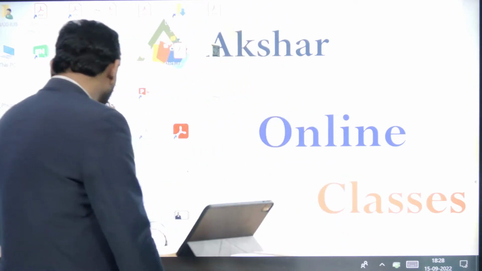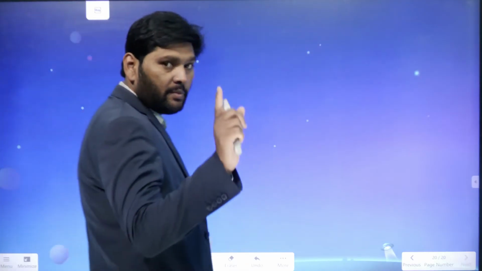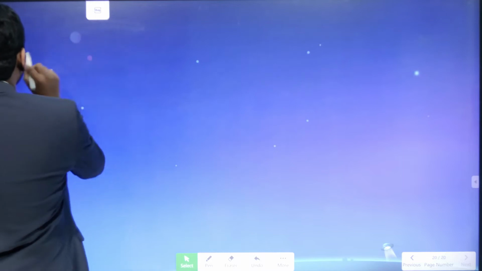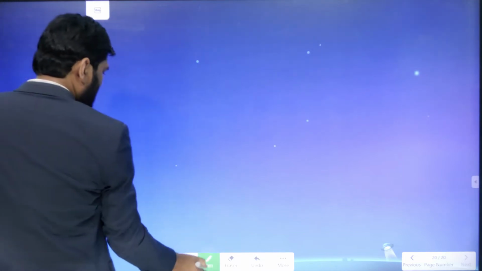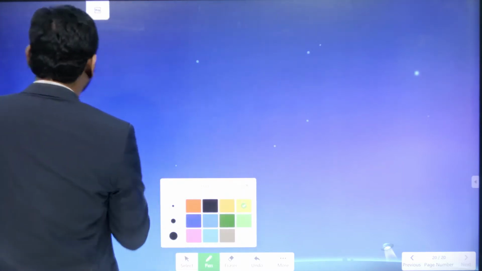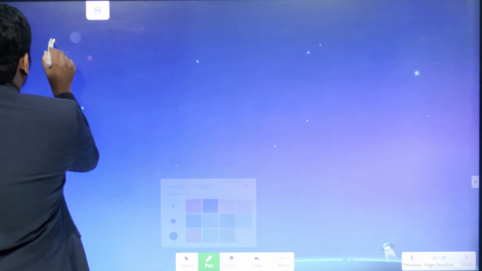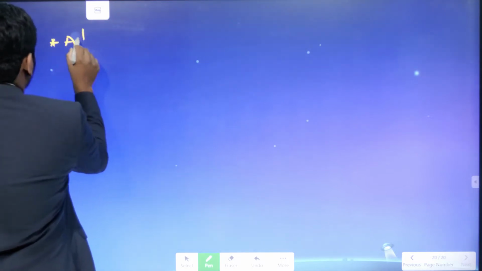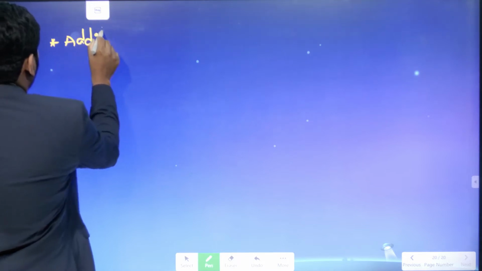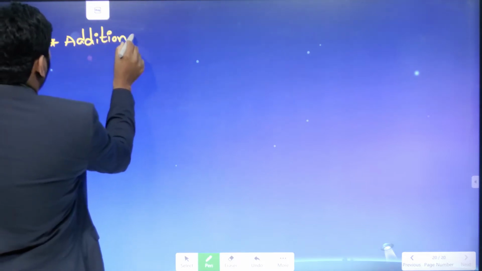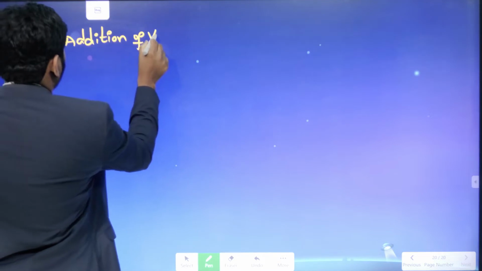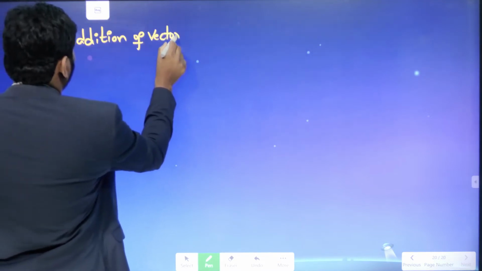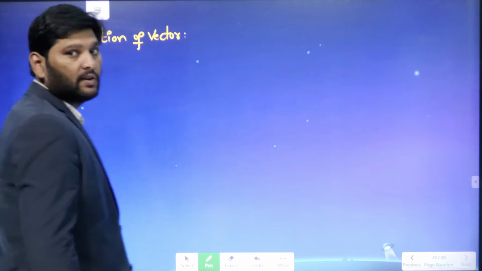So the topic name is addition of vectors. Better write it down, everyone. The topic name is addition of vectors. Addition of vector is our topic.